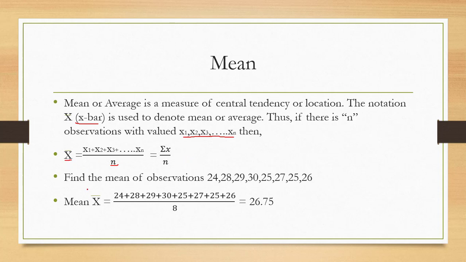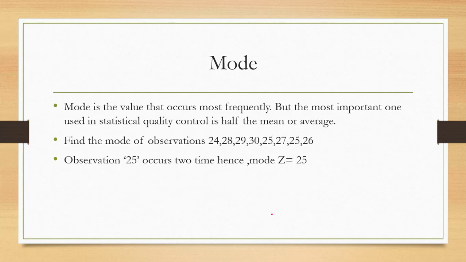So here we have taken one example. We have taken 8 observations, that is 24, 28, 29, 30, 25, 27, 25 and 26. We will take the summation of all these observations, and there are a total of 8 observations, so we will divide by 8, and we will get the mean as 26.75. So that is the procedure to find the mean.